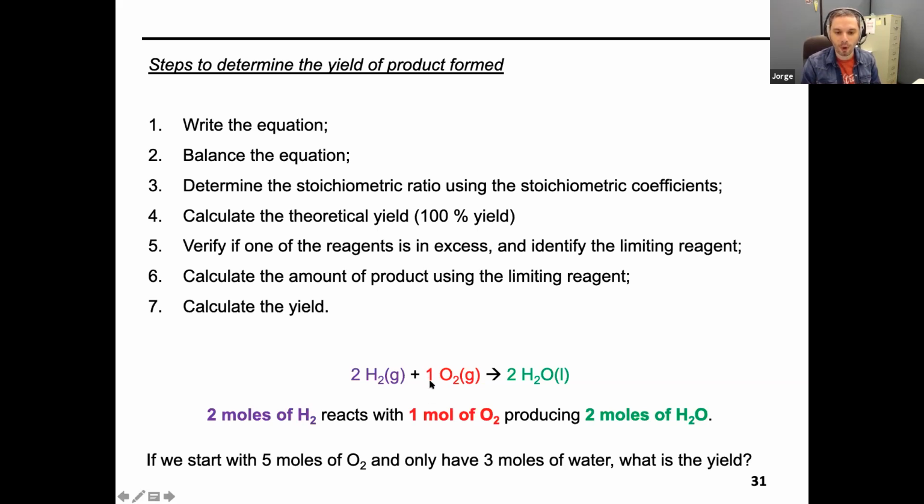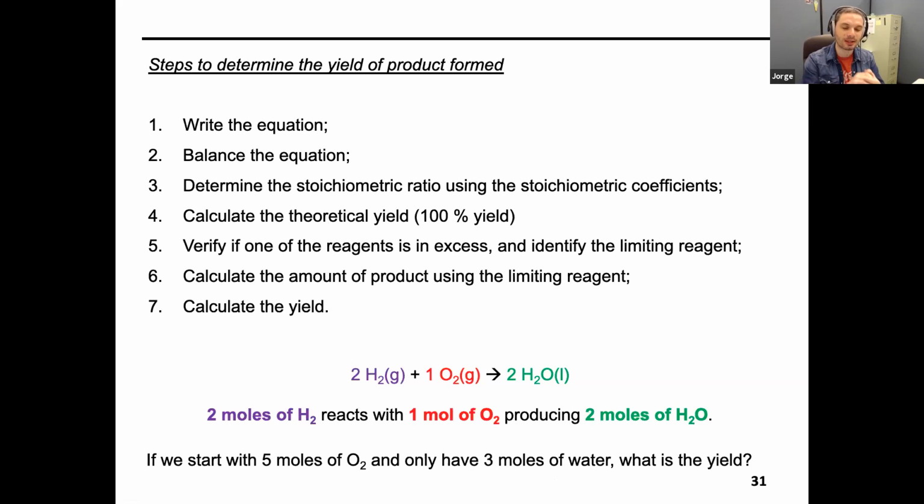It is 1 mole of oxygen produces 2 moles of water. See that from 1 to 2, you always double. If you start with 5, the double of 5 is 10. Okay, so 10 moles of water would be the amount expected if everything goes right. However, for some reason, we were just able to produce 3 moles of water. Therefore, this is the mass that was obtained.